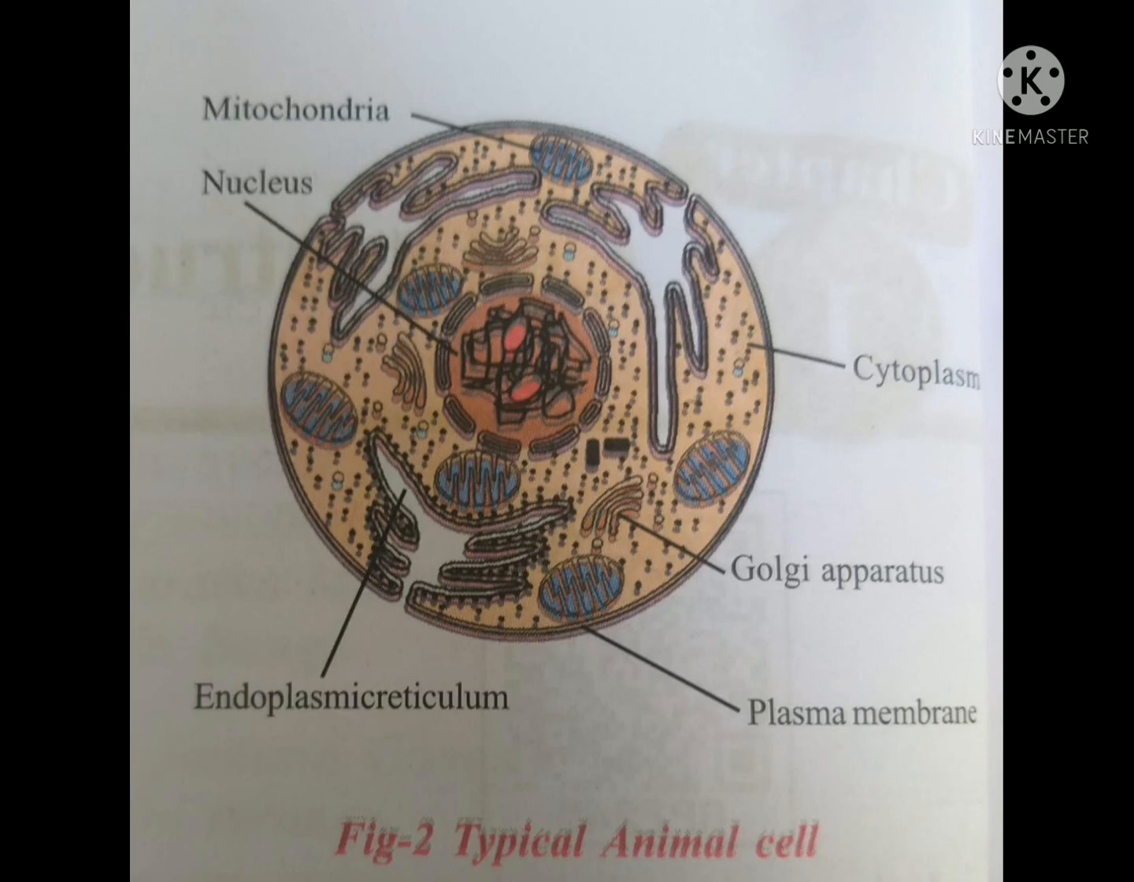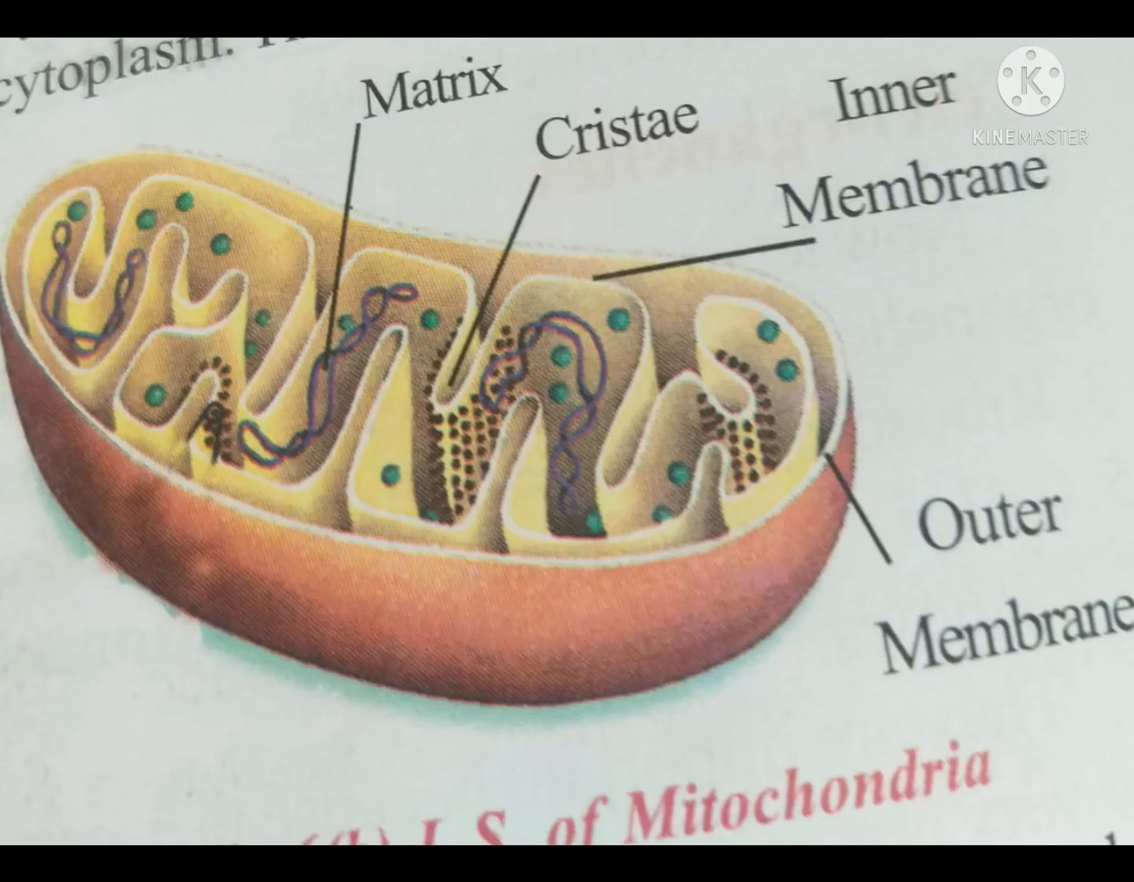Next cell organelle, let's discuss mitochondria. Mitochondria are small spherical or cylindrical organelles. Generally, a mitochondrion is 2 to 8 microns long and about 0.5 micron wide. It is about 150 times smaller than the nucleus. There are about 100 to 150 mitochondria in each cell.